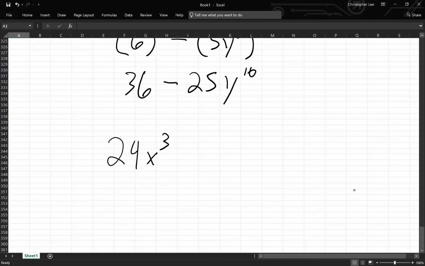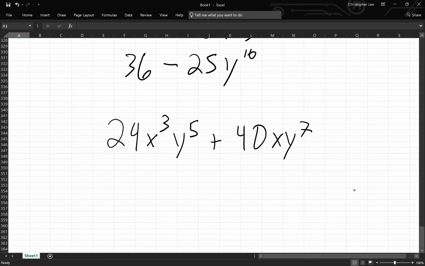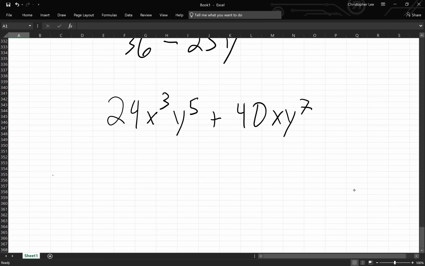Why is it 5? No, 20, yeah, look at that. Okay. So what's the greatest common factor? 8 what? 8xy. 8xy what? Oh, they both have 7. What do the y share?